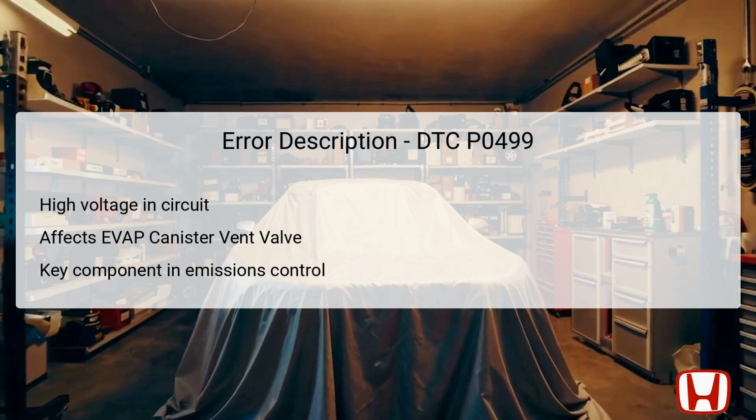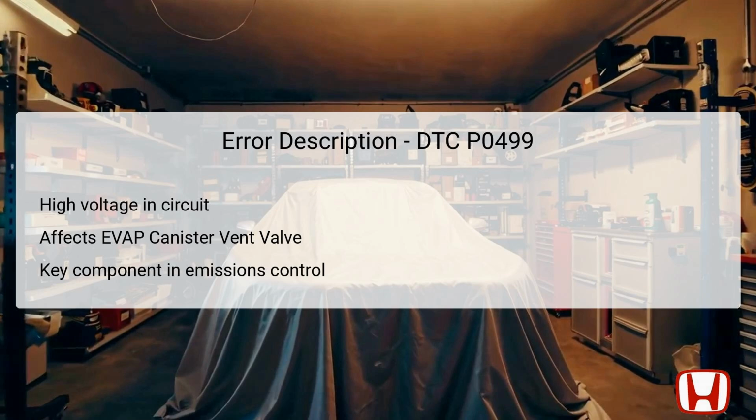DTC P0499 represents a high voltage condition in the circuit related to the EVAP canister vent shut valve. This valve plays a critical role in the vehicle's emissions control system by ensuring that harmful fuel vapors from the fuel tank are effectively managed and eliminated. It is typically located near the EVAP canister in the rear of the vehicle and is electrically actuated. When the circuit detects high voltage, it indicates that there may be an electrical fault or a communication issue between the valve and the powertrain control module, PCM.